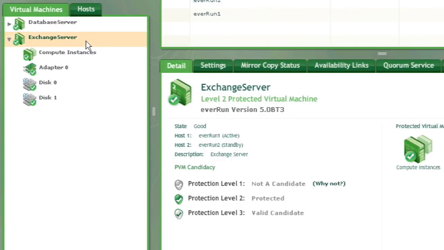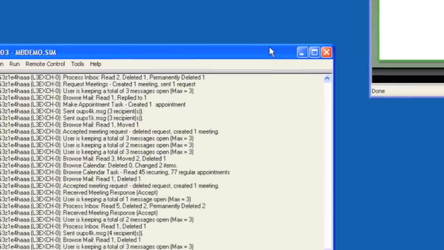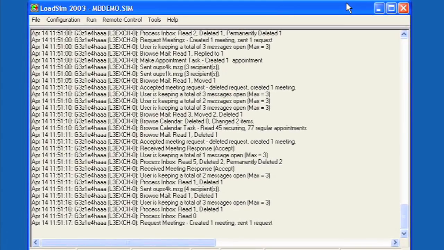Here we have an Exchange server running in a protected environment. To demonstrate the fault-tolerant capabilities of everRun, we're running LoadSim in the window to the left, which is continuously processing transactions with our Exchange server. We'll keep an eye on that to ensure that as we introduce failures to the Exchange environment, communications and processing are not affected.